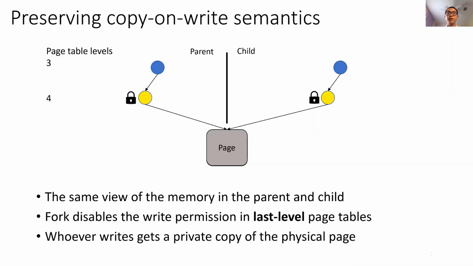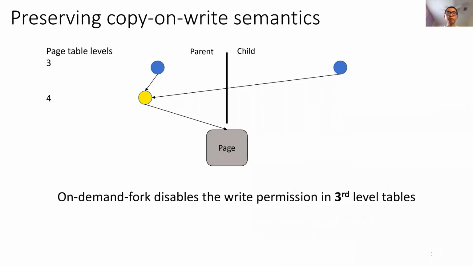But if either of the two processes tries to write to memory, the process will trigger a page fault and get its private copy of the physical memory page, and the corresponding page table entry will be updated. On-demand fork disables the write permission in the second-to-last level page table entries, utilizing the hierarchical attributes capability of common architectures to control the write permission of the entire region mapped by the last-level page table.